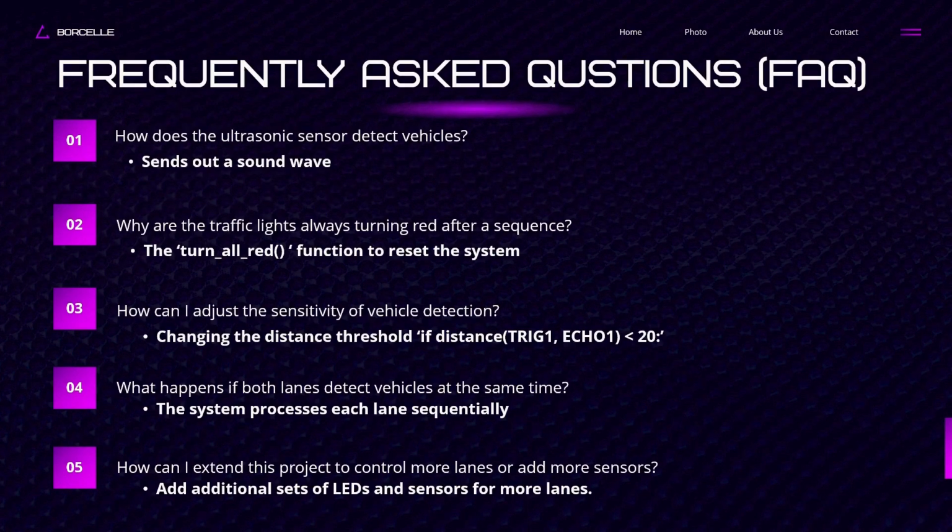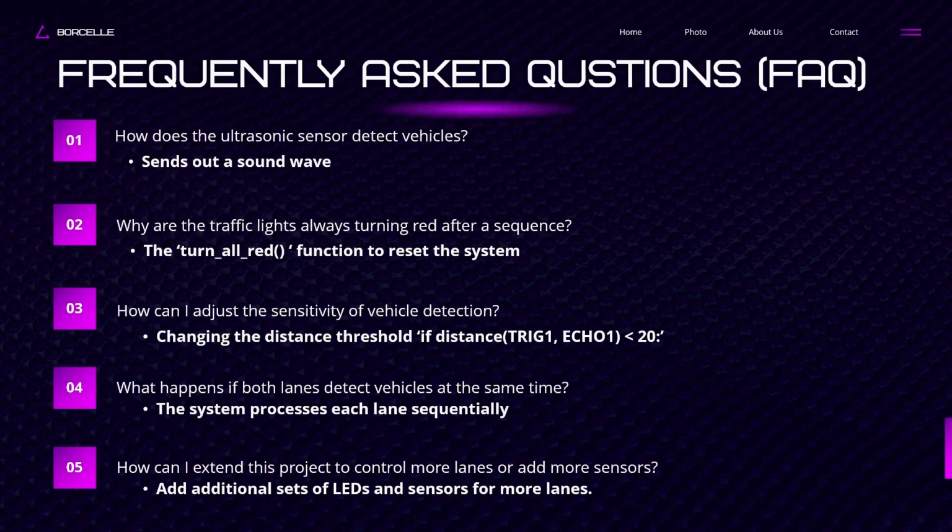The next question is, why are the traffic lights always turning red after a sequence? The turn on red function ensures that both lanes are set to red after a traffic light sequence to reset the system and prepare it for the next detection cycle. This acts as a safety measure to ensure no vehicles are moving when switching control between lanes.